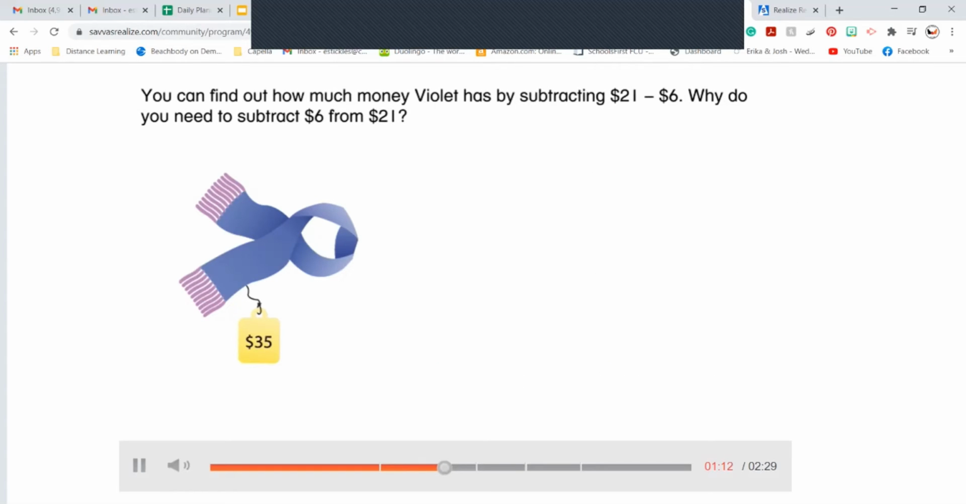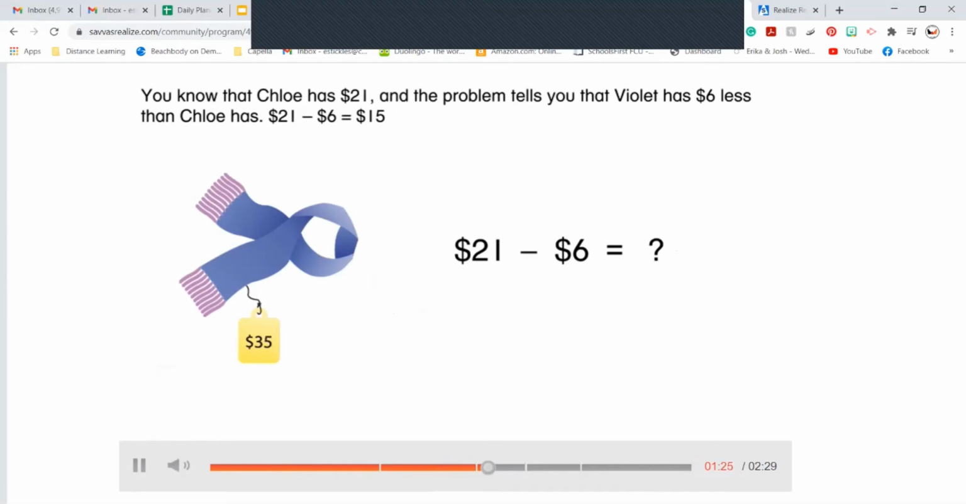You can find out how much money Violet has by subtracting $21 minus $6. Why do you need to subtract $6 from $21? That's how we're going to find out how much money Violet actually has, because Chloe is the one with $21. Violet has $6 less. You know that Chloe has $21, and the problem tells you that Violet has $6 less than Chloe has. $21 minus $6 is equal to $15.